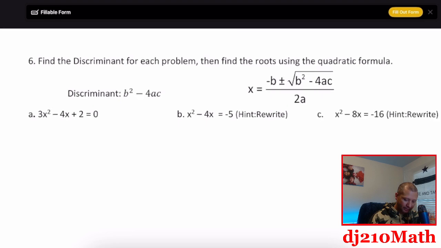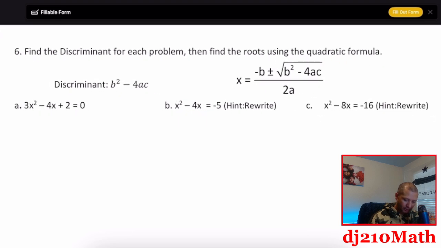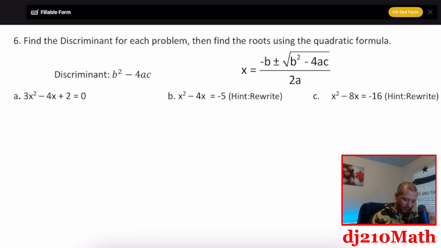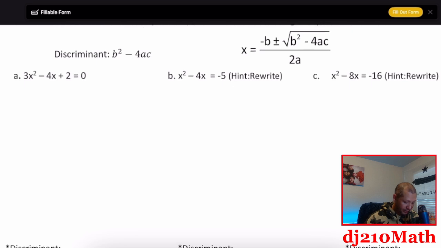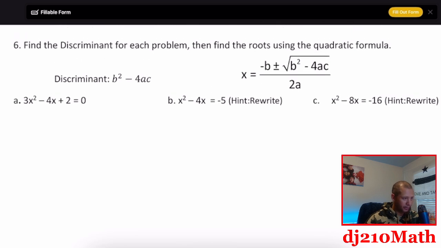Okay, number 6. We're going to use number 6 to figure out A, B, and C. Two things. We need to figure out, 3 things actually. We need to figure out the discriminant. The discriminant's easy. That's just the part under the square root. Whatever the number is under the square root, that's what it's going to be. And then what types of solutions, depending on what the discriminant is. And then the actual roots or solutions rather.